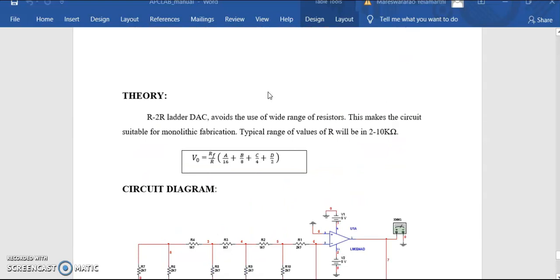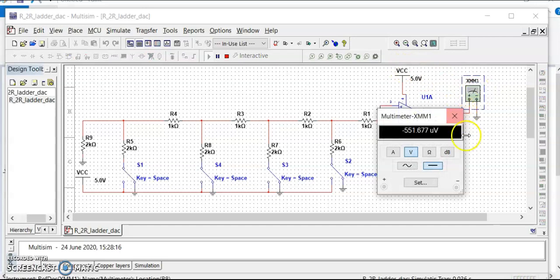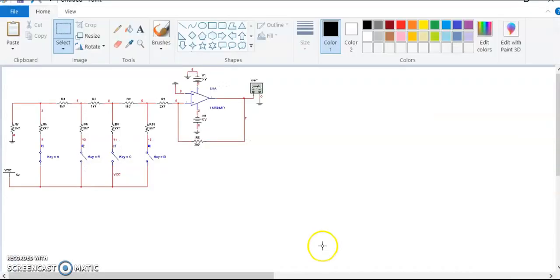Let me execute it in our NI Multisim software. I think you all know how to connect this circuit. This one is an SPDT switch, and I will show you the SPDT switch in our software. First, all zeros. For the all zeros case, I am going to run the simulation. When all our digital input voltages are zeros, our analog output voltage is 551.6 microvolts. You should note this down in tabular form.